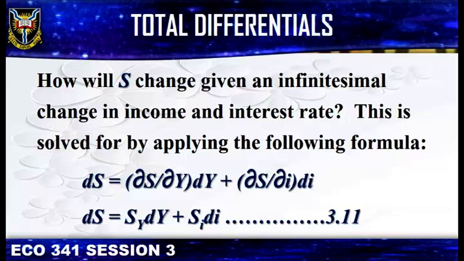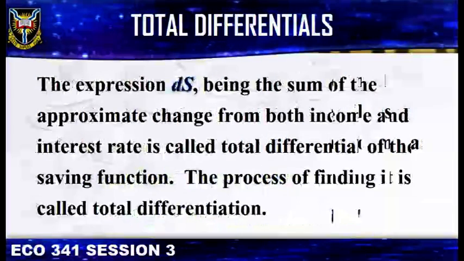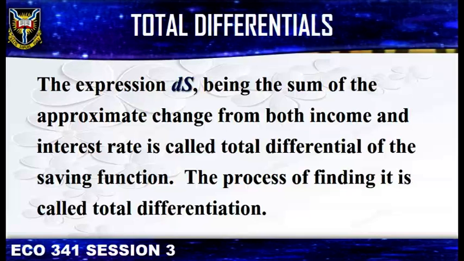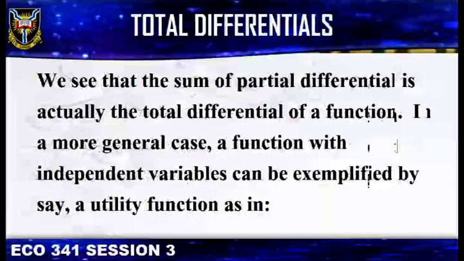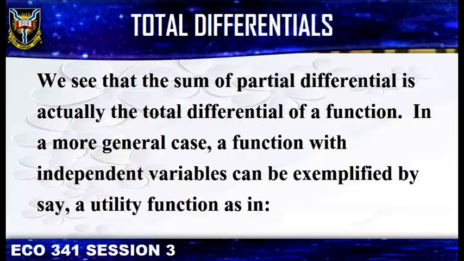dS = (∂S/∂Y) dY + (∂S/∂I) dI, that is, dS = S_Y dY + S_I dI, equation 3.11. The expression dS, being the sum of the approximate change from both income and interest rate, is called the total differential of the saving function. The process of finding it is called total differentiation. We see that the sum of partial differentials is actually the total differential of a function.